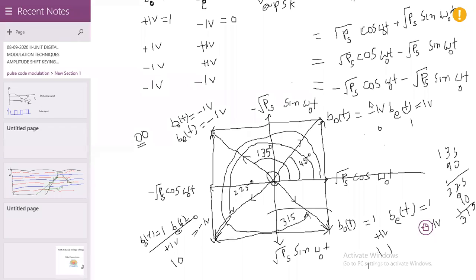Once you understand this, the further modulation techniques are very, very easy to draw the phasor diagrams, constellation diagrams, and you have to find out the resultant ones. Many problems related to this will also come. So, do you have any doubts? Any doubts?